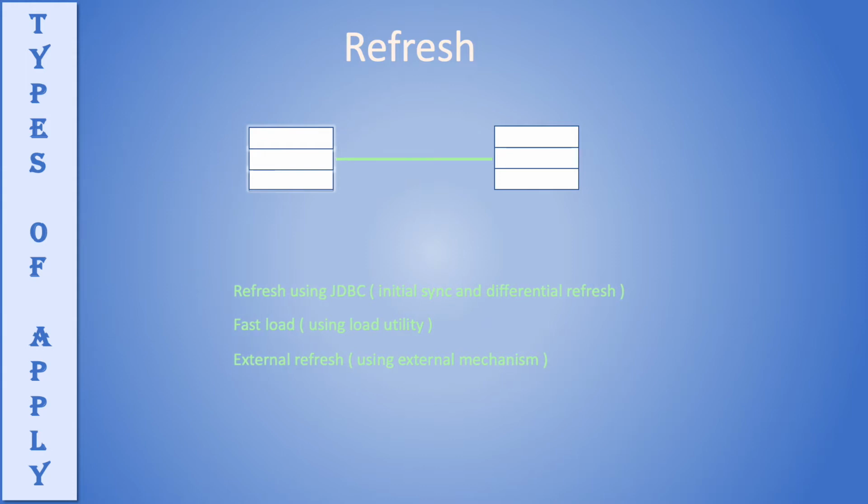One is JDBC refresh, the other is fast load, and the third is external refresh, where the load is executed outside of the CDC engine and the start and the end of the process is marked in the CDC engine. External refresh is used when the amount of data is larger than what CDC can reasonably handle.